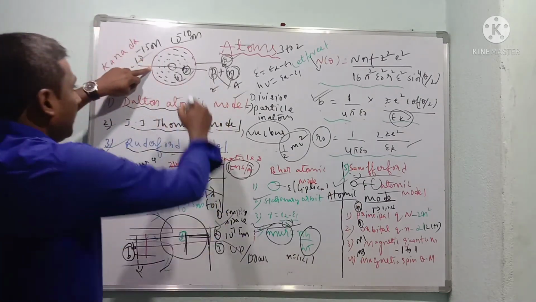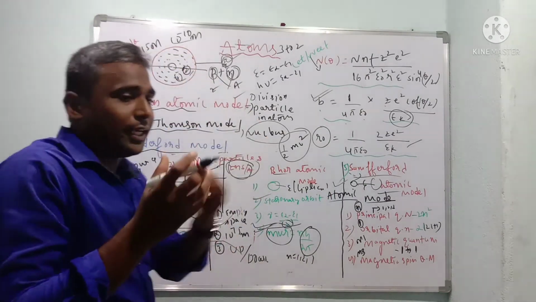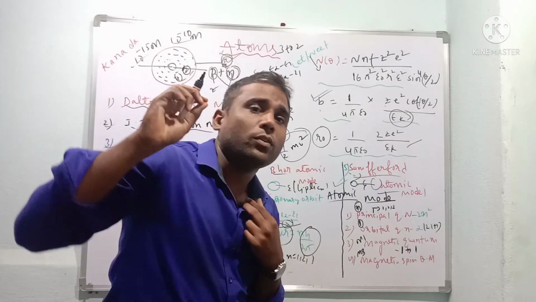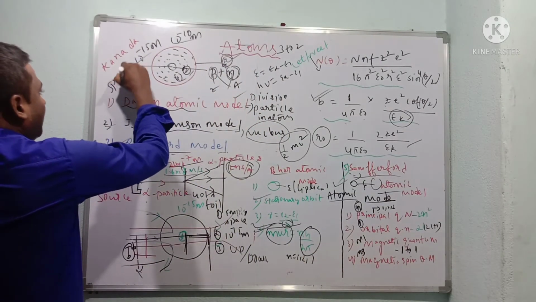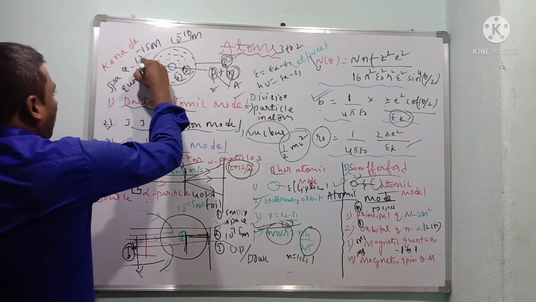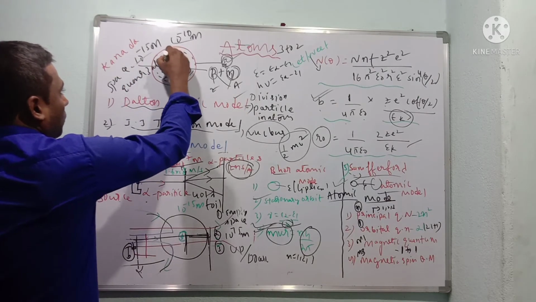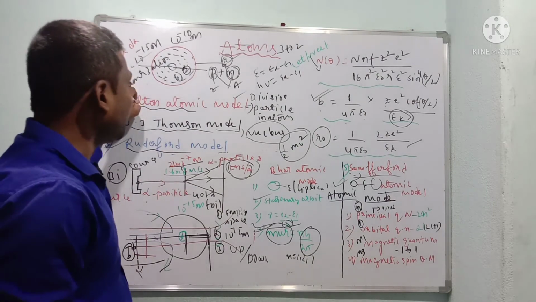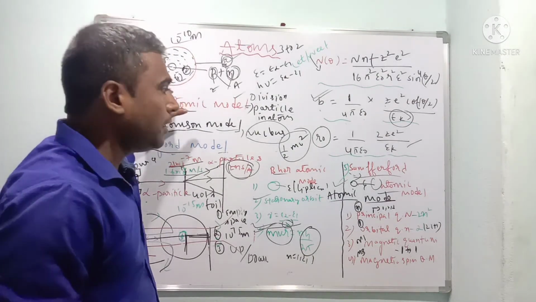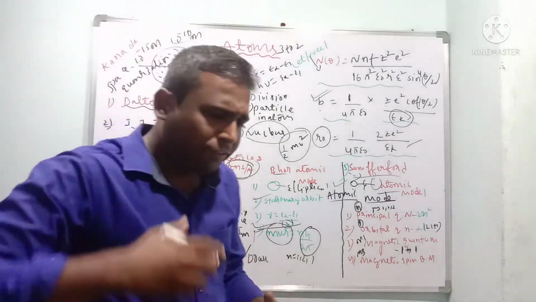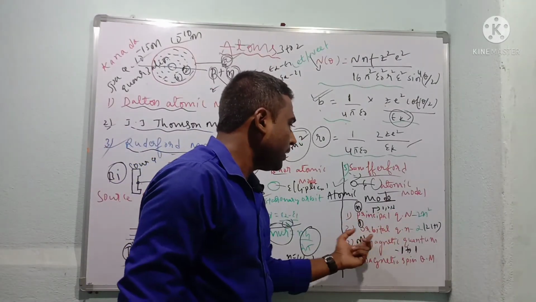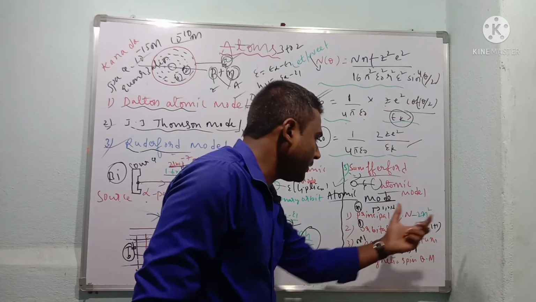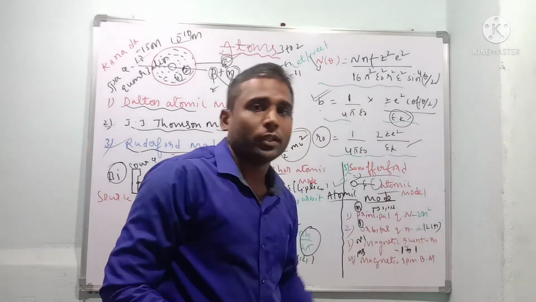Dear students, here the space between the electrons is quantized, and that is called space quantization. He explained the different properties in the form of the principal quantum number, orbital quantum number, magnetic quantum number, and magnetic spin quantum number.